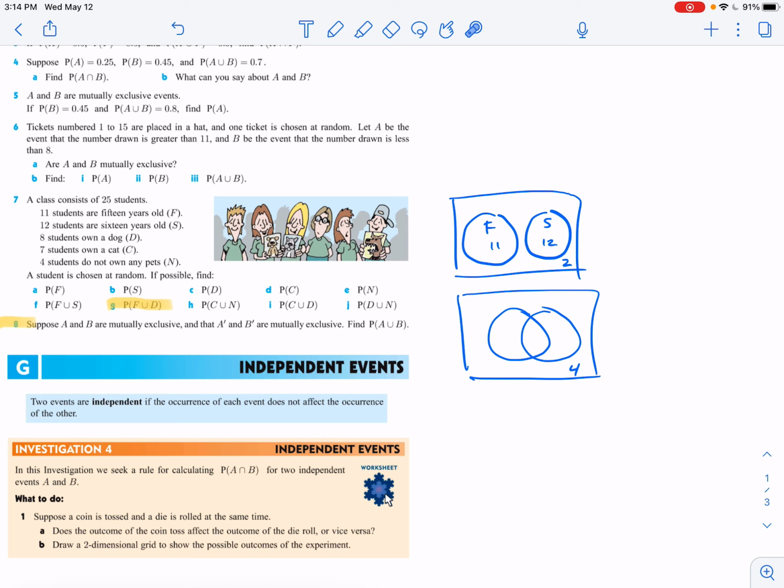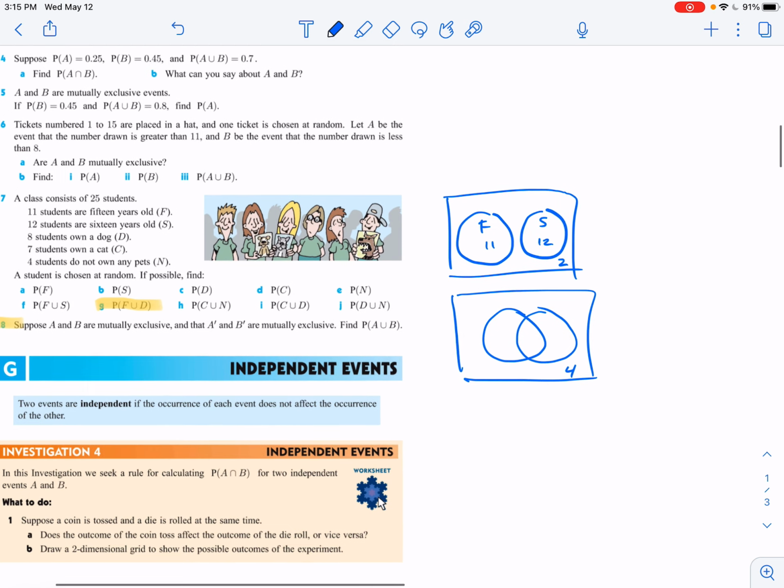But they don't tell us anything about the relationship between dog owners and cat owners and age. And actually, what we really know is that there's more to this Venn diagram situation over here. So maybe it looks something like that. When you look at the numbers, you have 8 that own a dog and 7 that own a cat and 4 have no pets. So that means of the 25 students, 21 of them have an animal, but we've only accounted for 15.